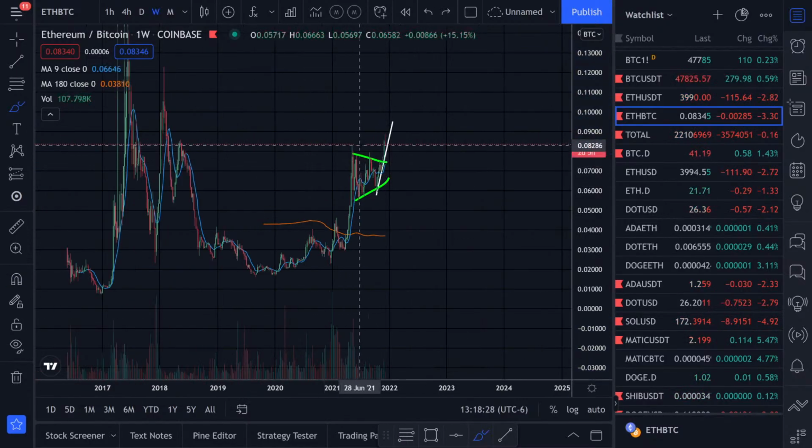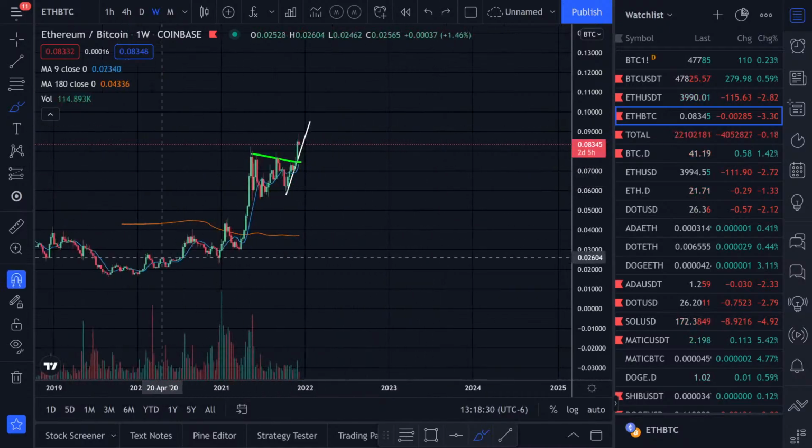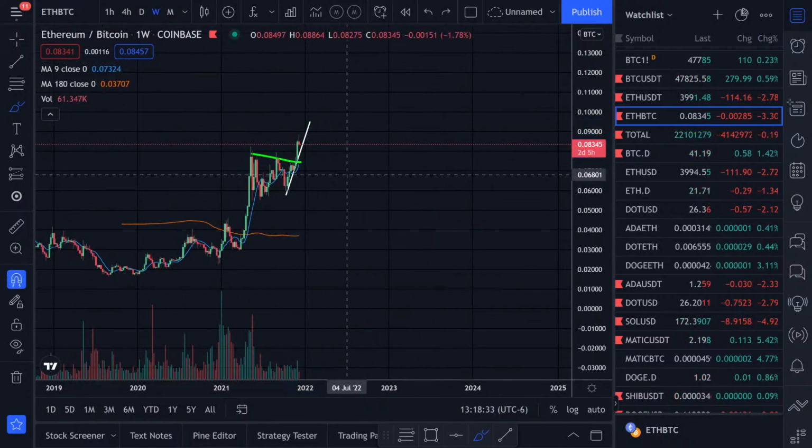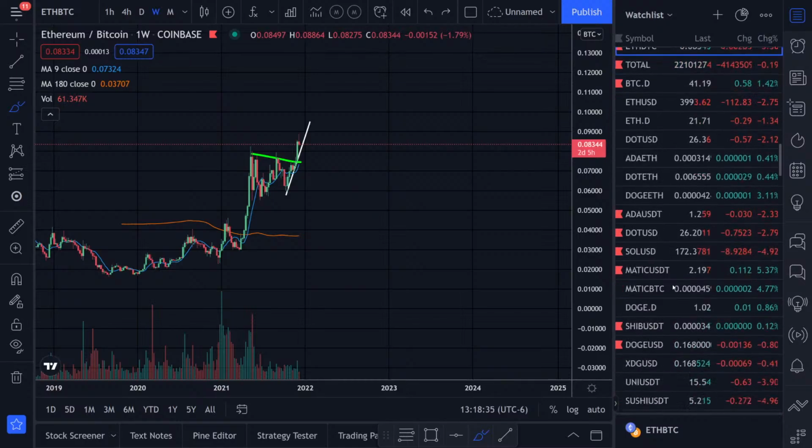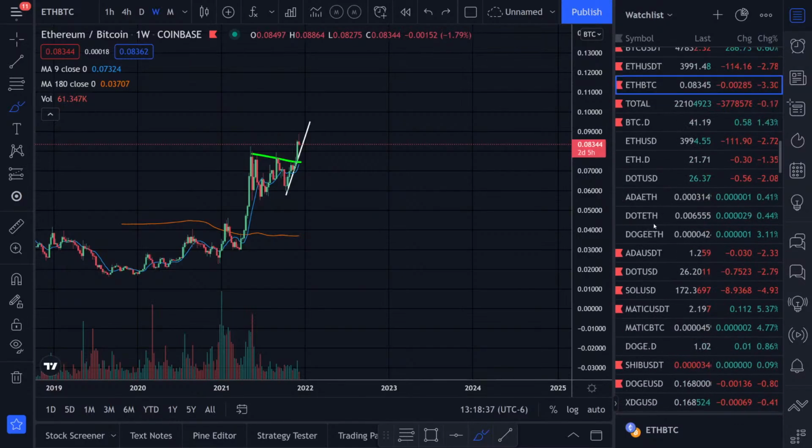So it's possible that we get rejected eventually, somewhere, and break this trend line, and Bitcoin starts pushing up, and that Bitcoin dominance chart starts moving up more. So in general, I'm biased towards Bitcoin overall. The altcoins, I'm looking at Ethereum.